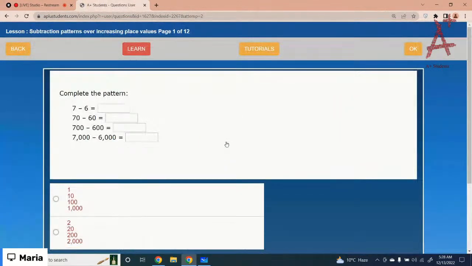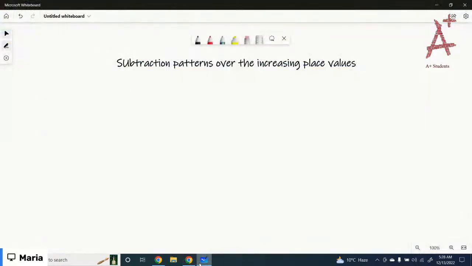You have to complete the patterns. Got it? 7 subtract 6 is, you always have to subtract the numbers. Like, let me just write it down on the board and explain. You have 7 subtract 6, 70 subtract 60, 700 subtract 600, and 7,000 subtract 6,000.